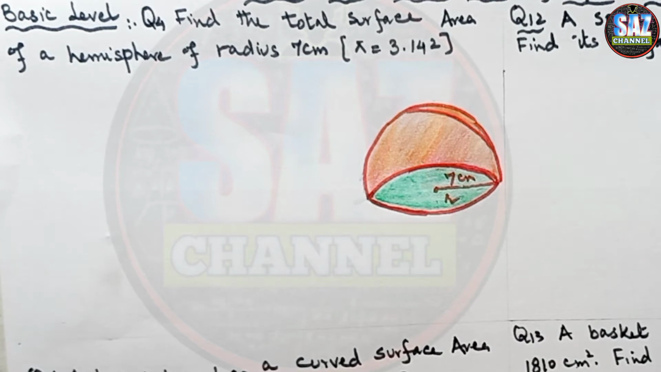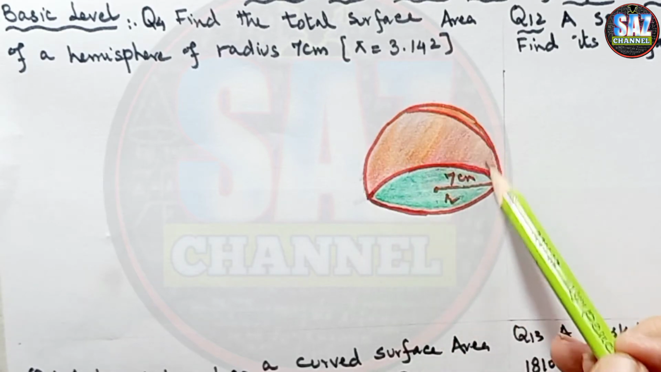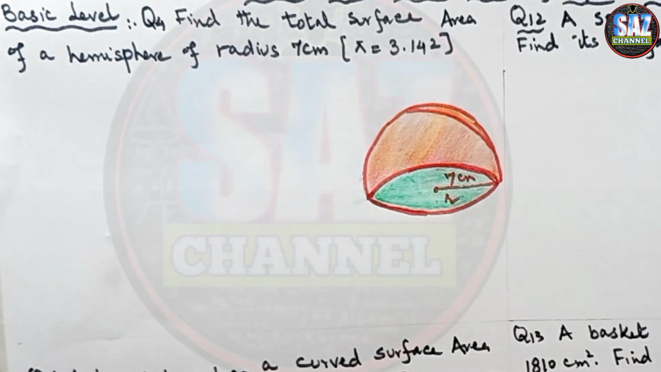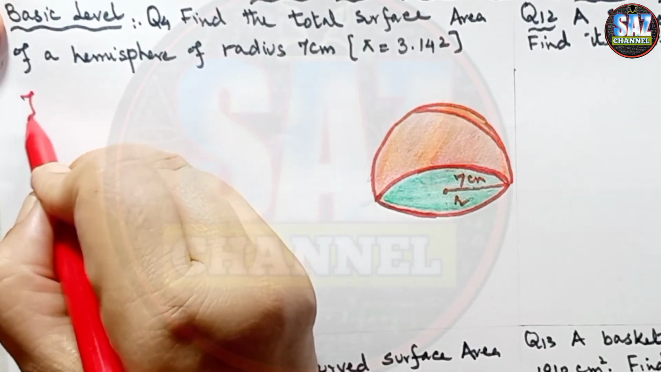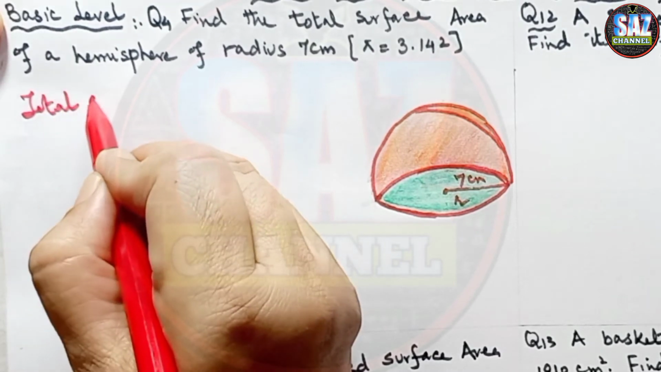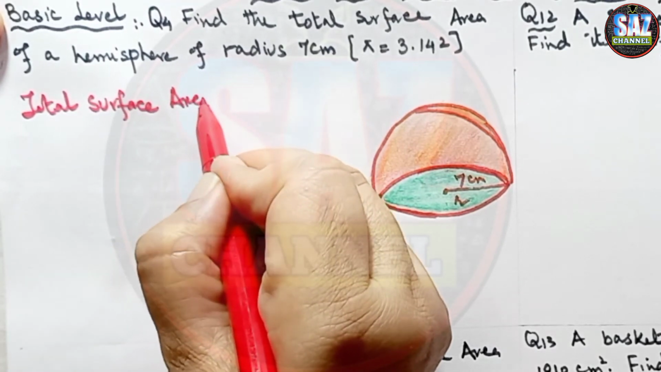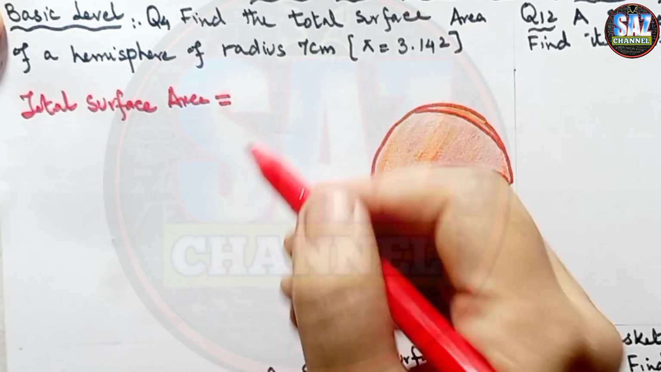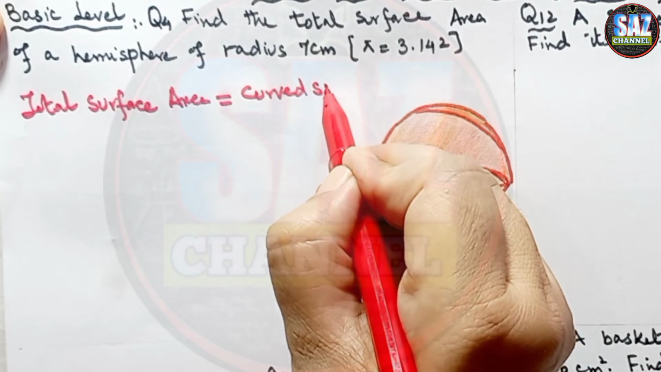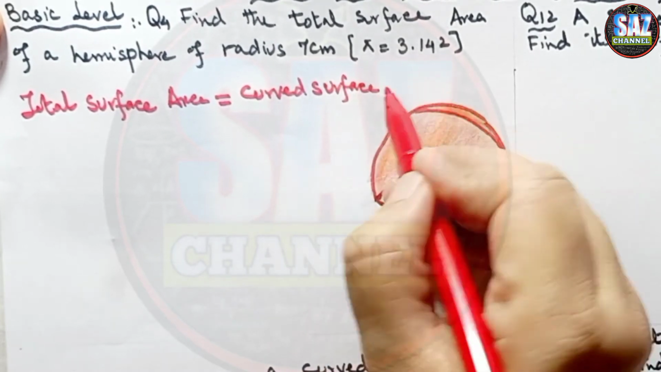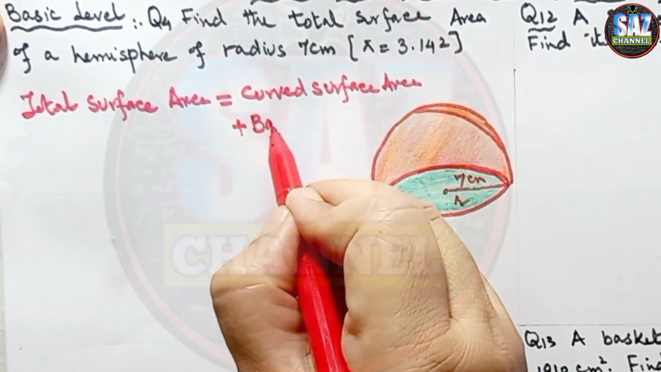So I hope my students are now clear that total surface area of this hemisphere will be equal to the curved surface area of this hemisphere plus surface area of base. So let's start the solution. That total surface area of hemisphere will be equal to curved surface area plus the base area.